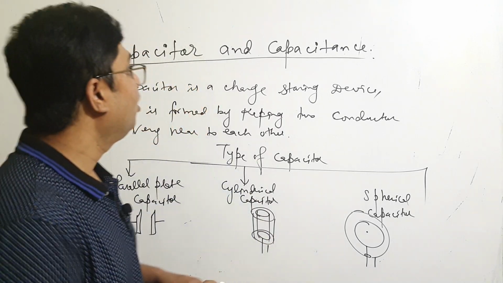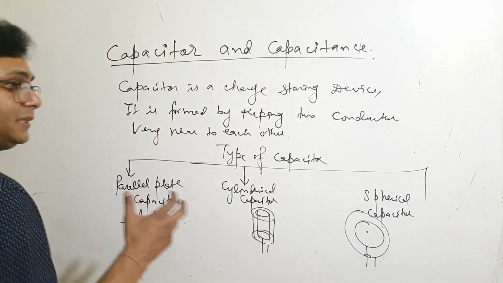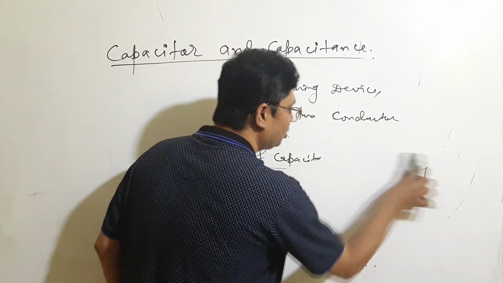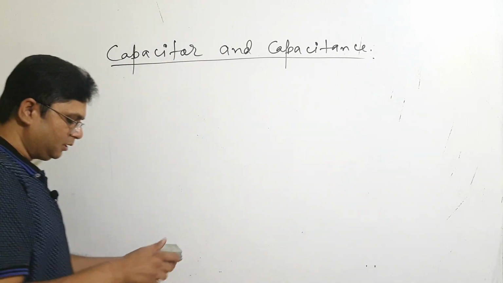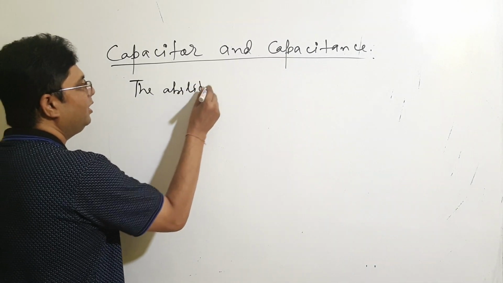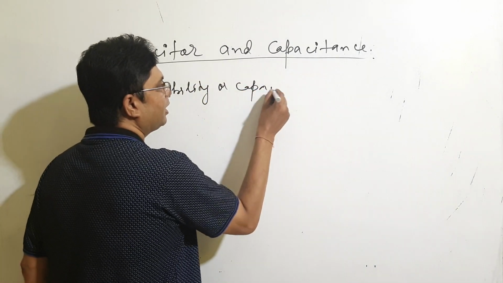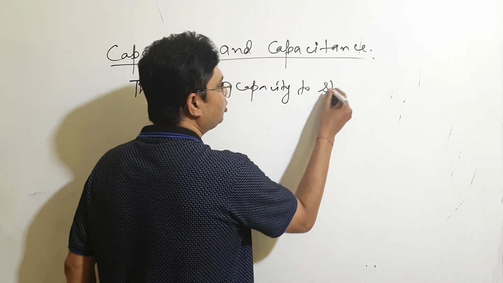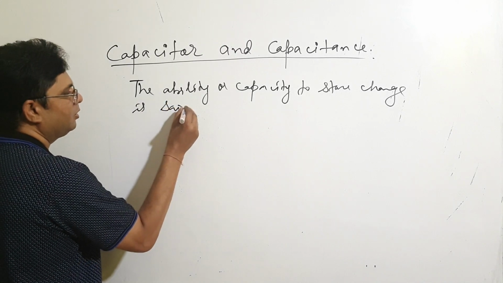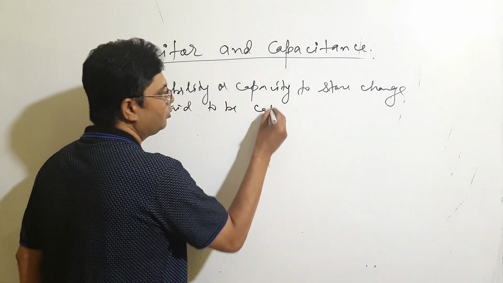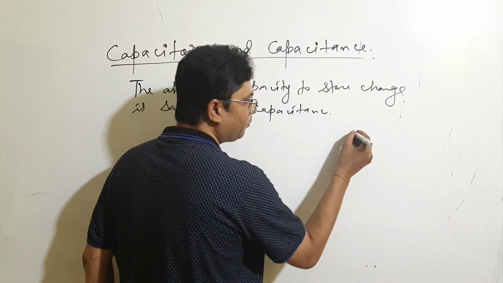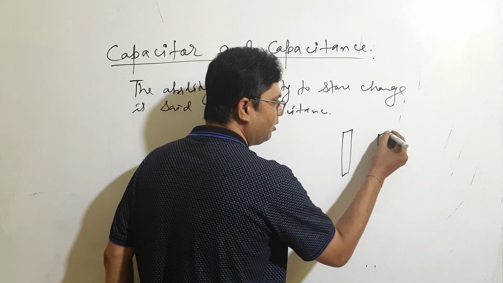Now you are going to see what is capacitance. Capacitance, the ability to store charge. The ability or capacity to store charge is said to be capacitance. So I am writing this. The ability or capacity to store charge is said to be capacitance. Here let us draw a parallel plate capacitor to understand this.